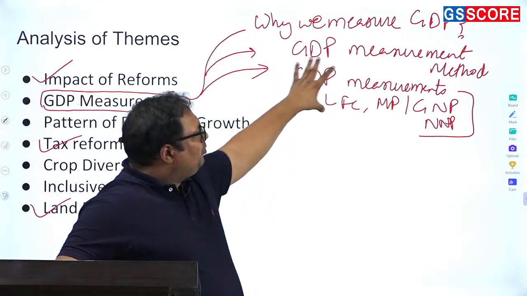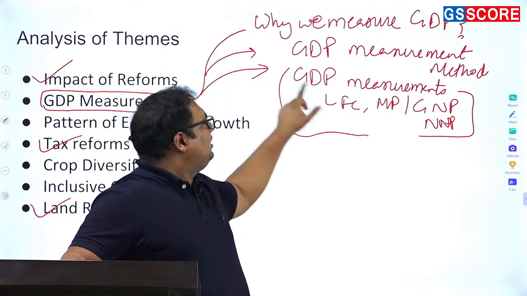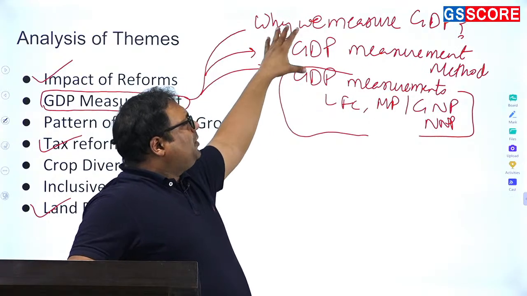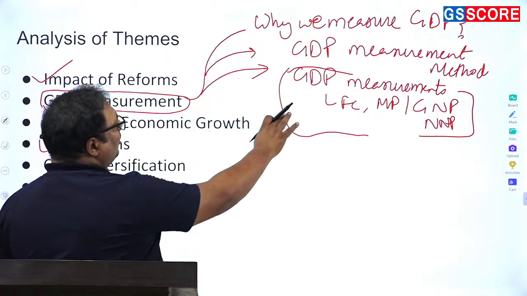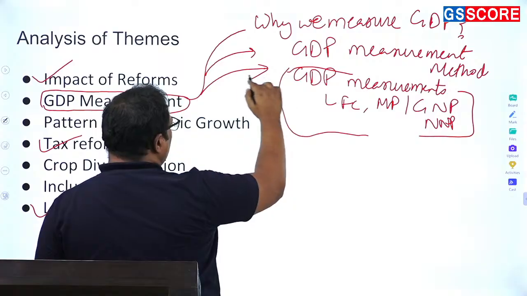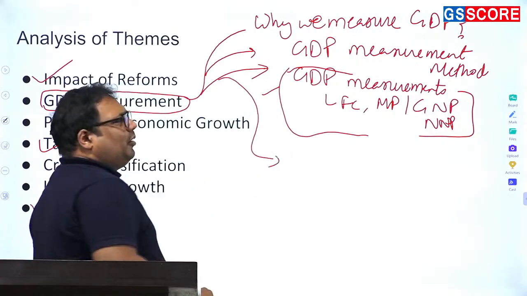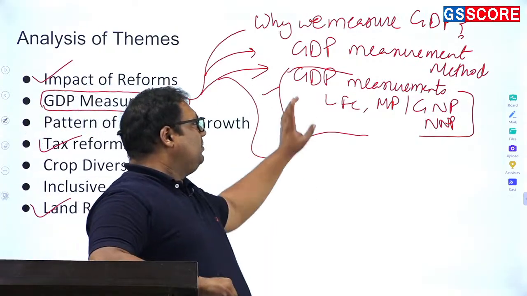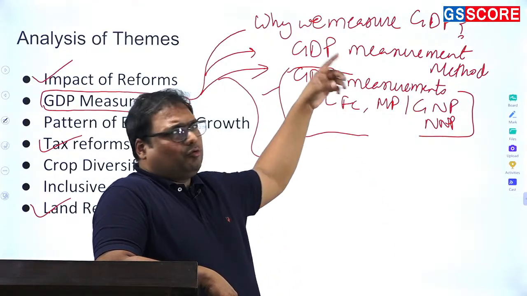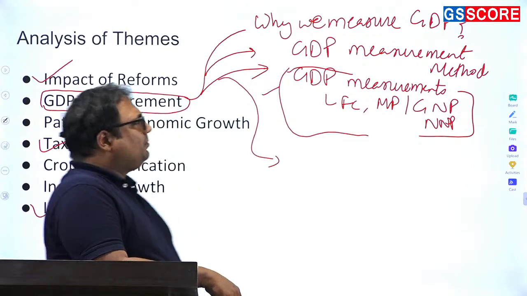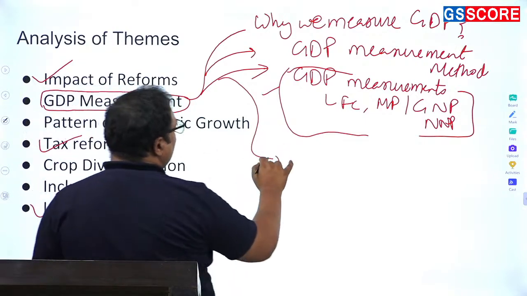Although this is not much relevant for your mains, it is not very relevant. Why we measure GDP is still relevant, but this is not. This is more relevant for your microeconomics. But nonetheless, I've covered it. You do not have to read this for mains, okay? Methodology is also something they're not going to ask directly, but still can be useful in other aspects.